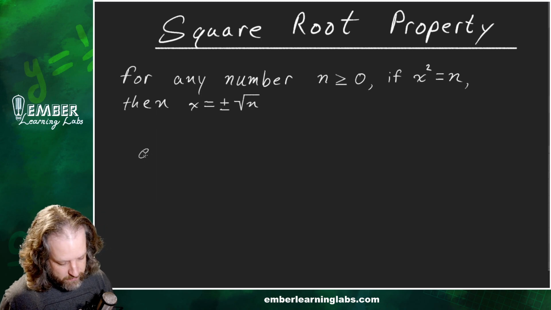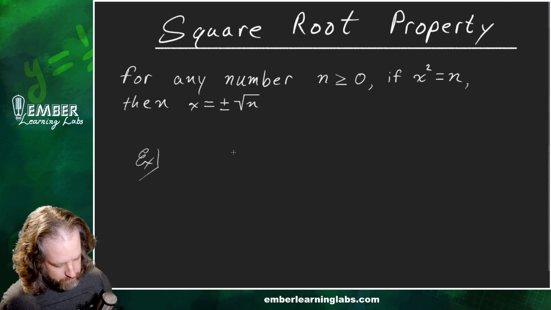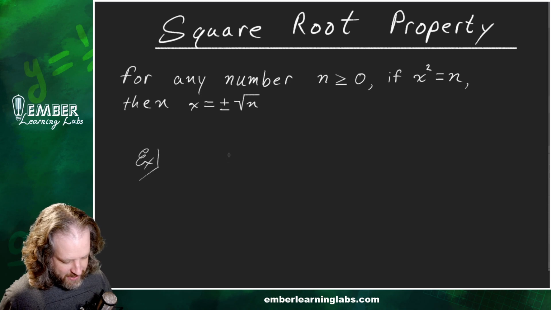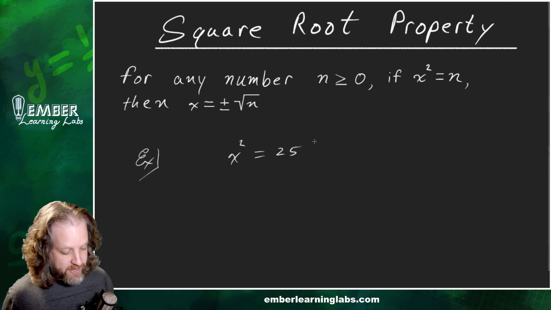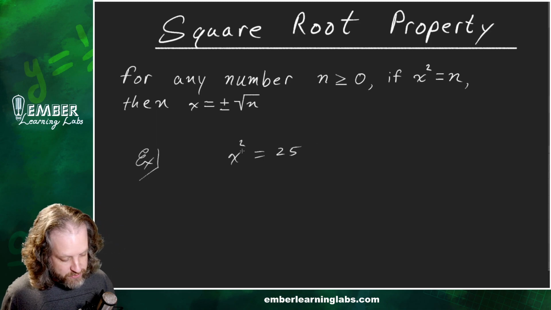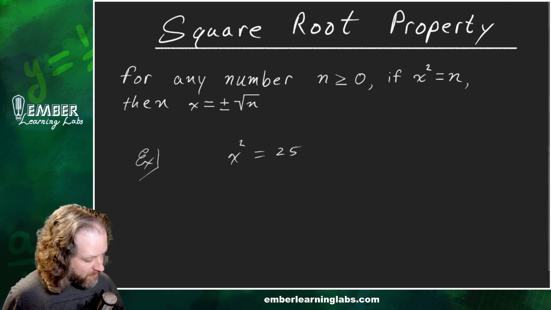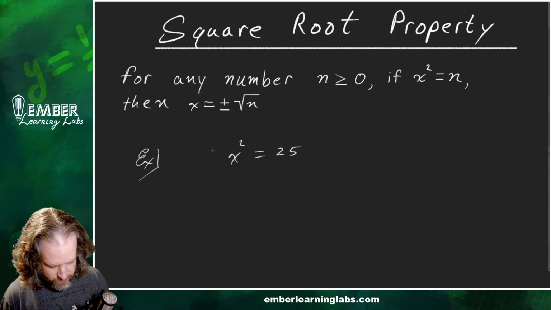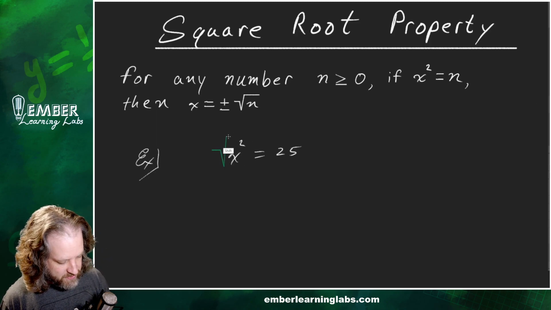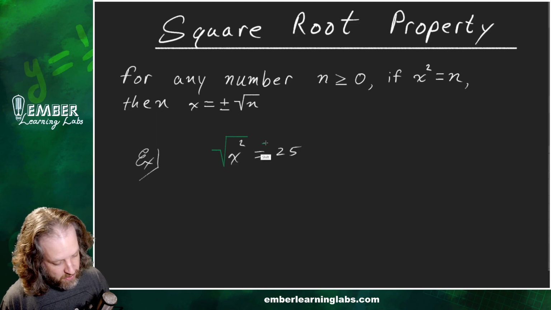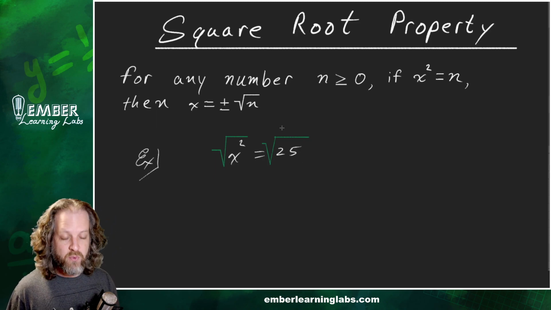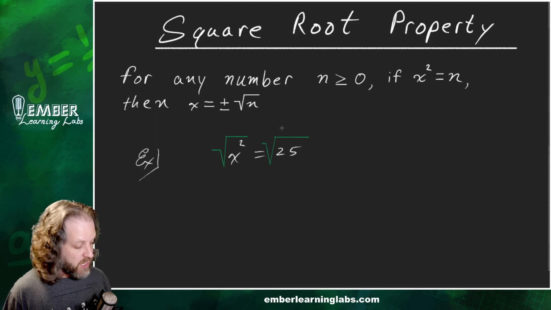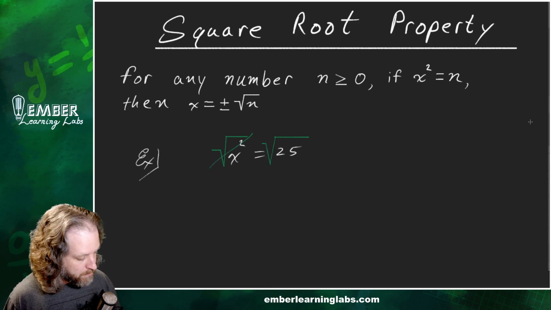A little baby example here would be if we have x squared equals 25. We can solve this by doing the opposite. The opposite of squaring is square rooting, and that's really all this property is saying. We can take the square root of both sides. And what this is saying as well is that when you take the square root of both sides, you end up with plus or minus the answer.